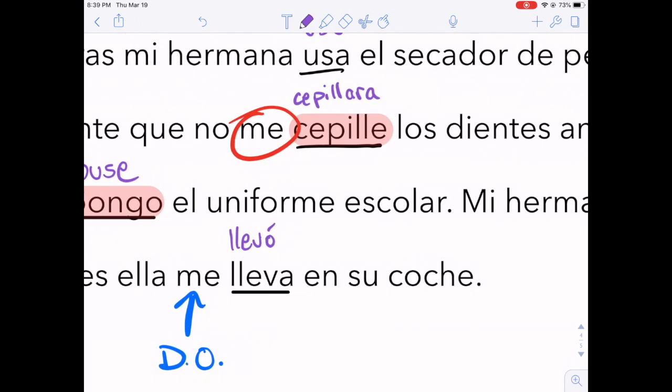Two little notes here. Cepillara. Es importante que no me cepillara. Same reason that cepillé was special. Cepillara is special. They use what's called the subjunctive mood. That is something we will talk about in Spanish 3. So don't worry about it. And finally, ella me lleva. Again, she takes me in her car. So we need to put llevar in the ella form, which is llevo.